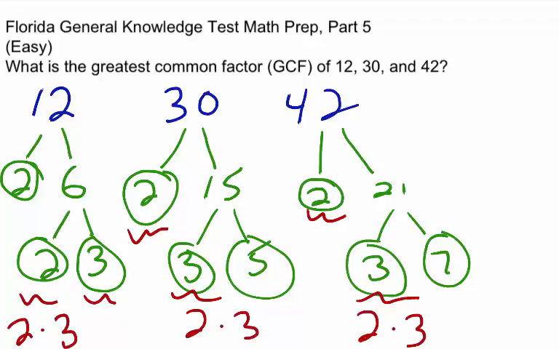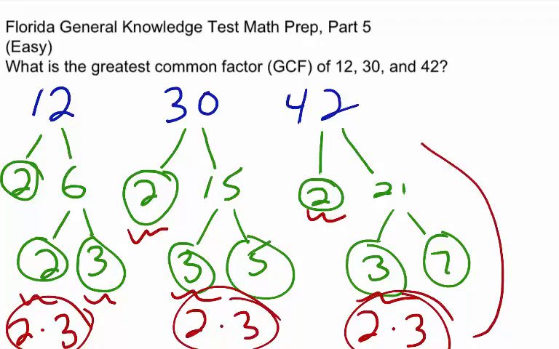Now there are no other numbers that are shared by 12, 30, and 42. So, 2 times 3 is 6, and this is our GCF.